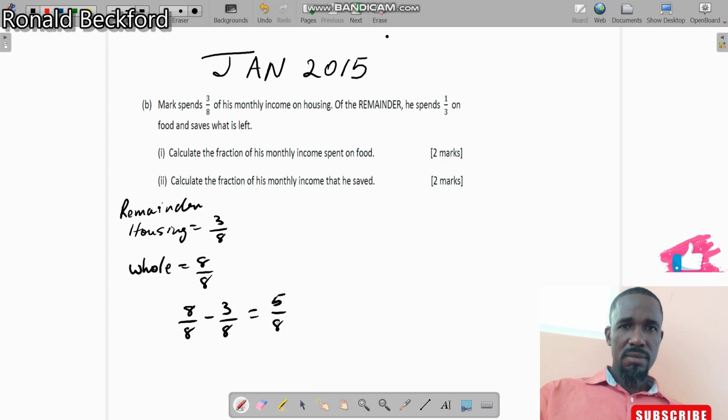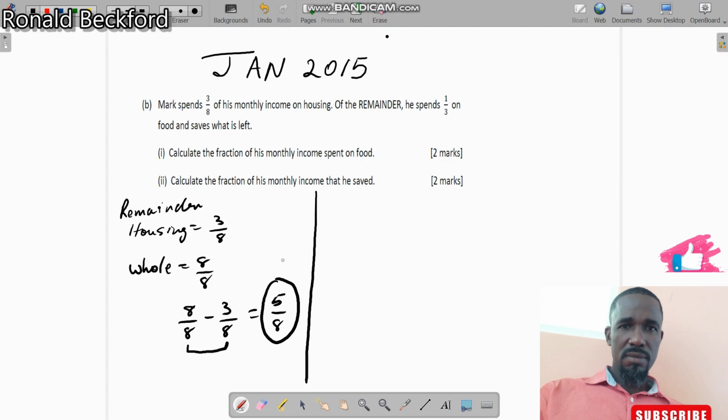Now, how do I get that? Remember, whenever we are subtracting fractions, once they have the same denominator, we can simply subtract the numerators. So we know that the remainder that they are talking about is 5/8.